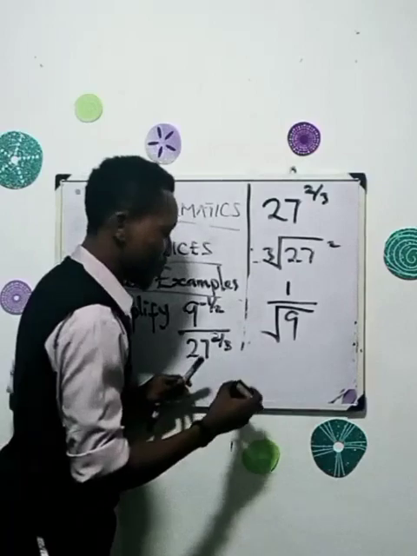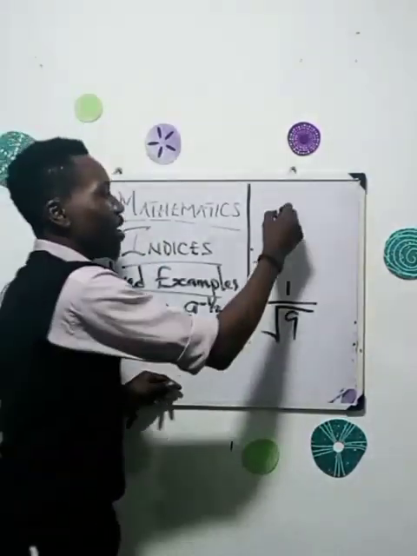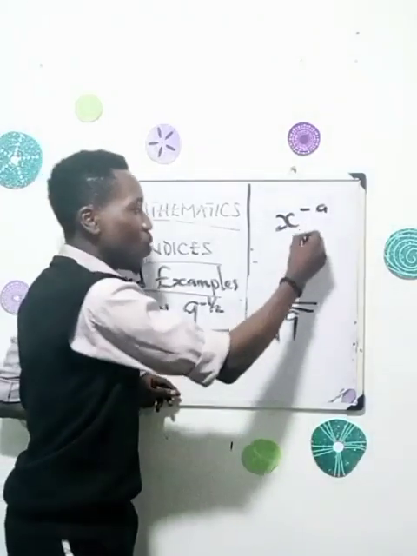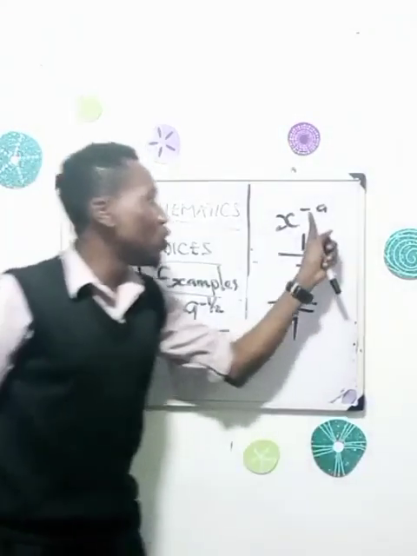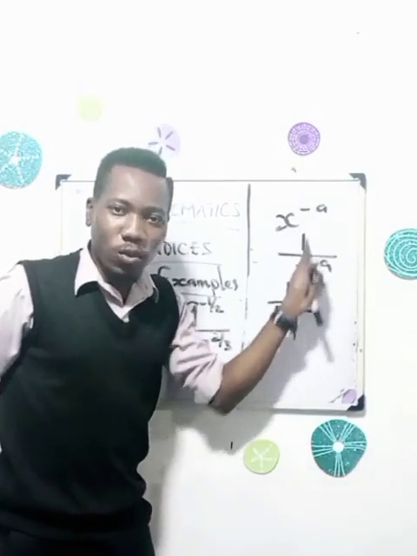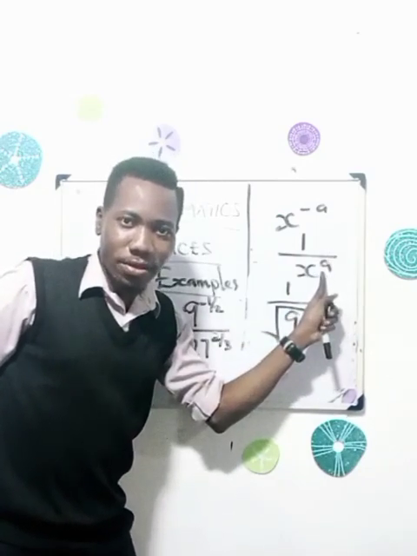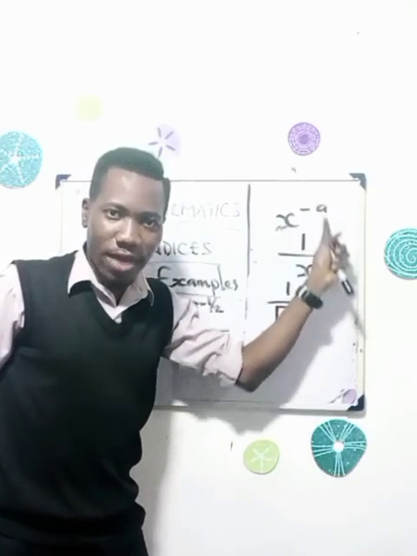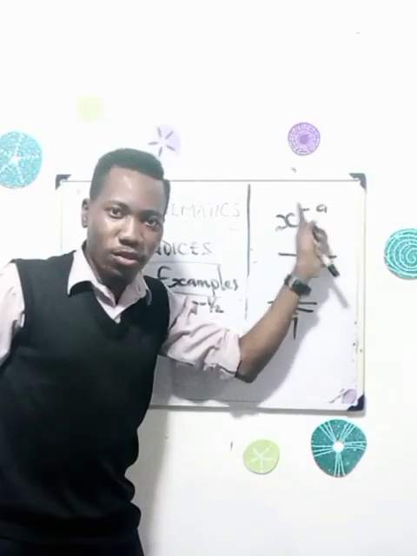Because the rule says x raised to the power of minus a will give you what? 1 over x raised to the power of a. So this negative power here will cause you to reciprocate the number, which is 1 over x, and then raised to the power of whatever is here. If this becomes a fraction, it is this raised to the power of fraction, not this. This one is just 1 over.